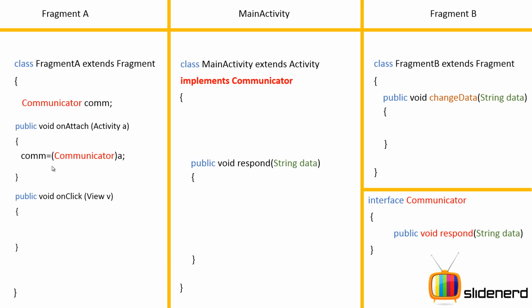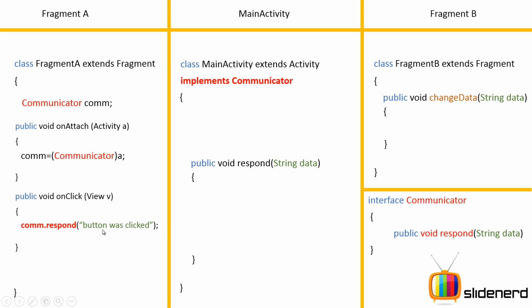Now let's say I have a button inside my fragment A. So when the user clicks on the button, onClick will be triggered, right? Inside the onClick, now notice very carefully, I will say com.respond. Now when I have an interface reference variable pointed to a subclass object, I can call a method that belongs to the interface through the subclass, which means when I say com.respond, it's directly going to say, okay, who is the subclass? It's MainActivity. What is the respond method? It's right here, and it's going to call this method.